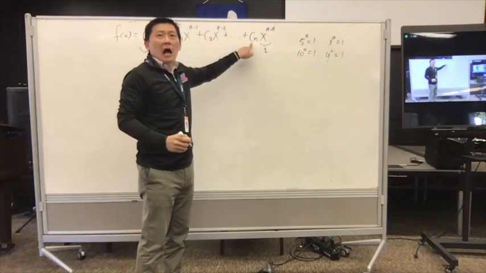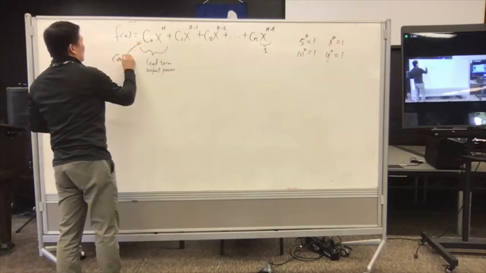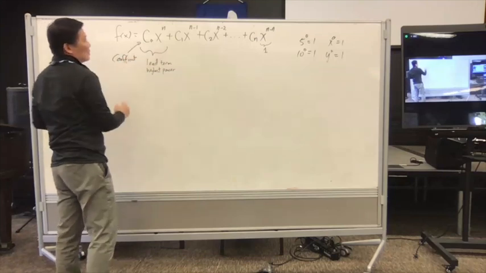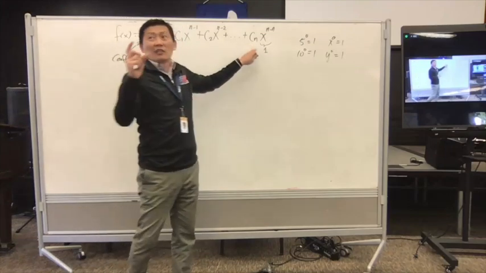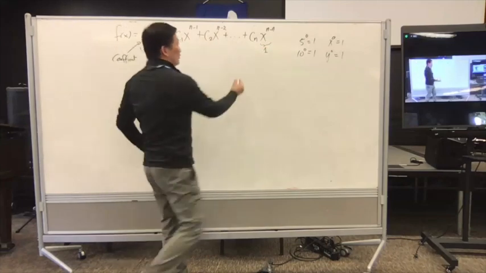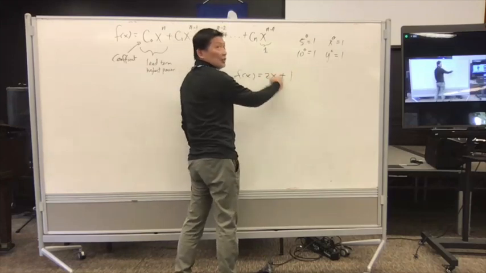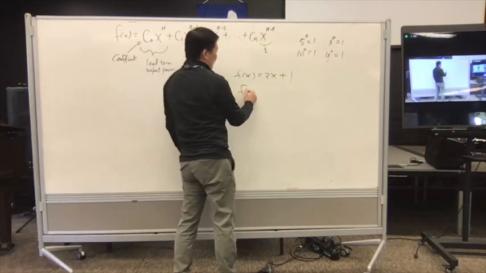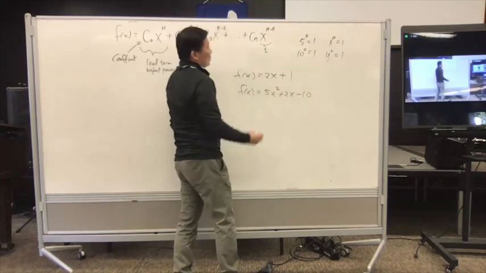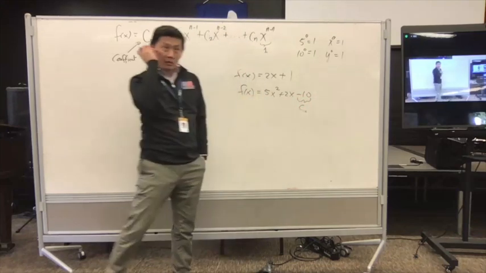1 times that constant, this is what we call the coefficient, right? This coefficient is a constant, is a value. So whatever that value is, that just becomes a constant. So if you have f of x is equal to x plus 1, then Cn is 1, right? If you have f of x is equal to 5x squared plus 2x minus 10, then your Cn is minus 10, right? Make sense?